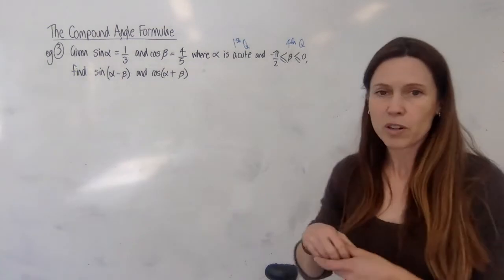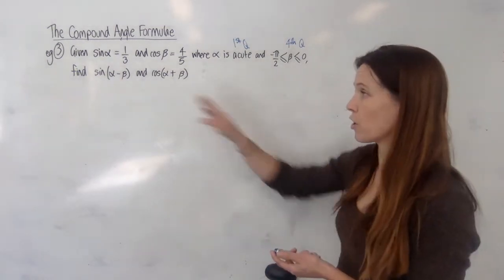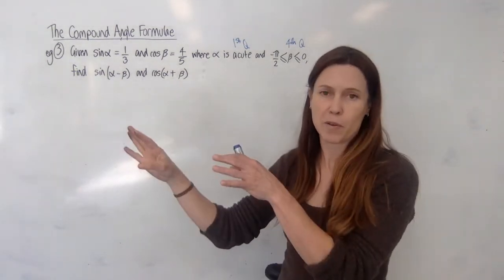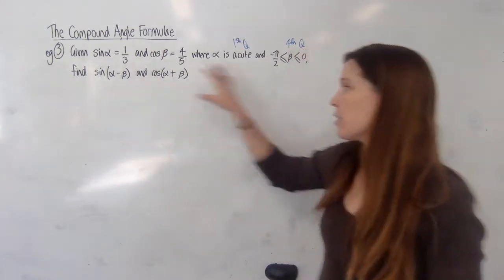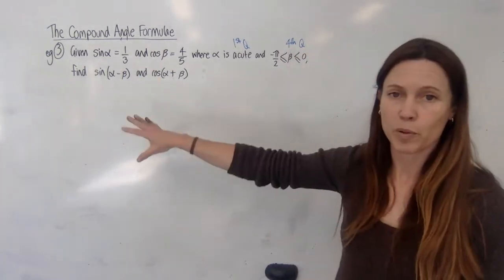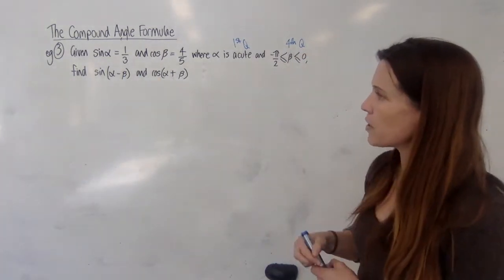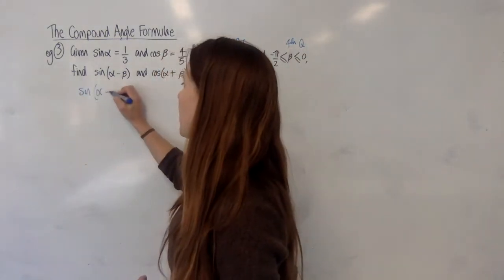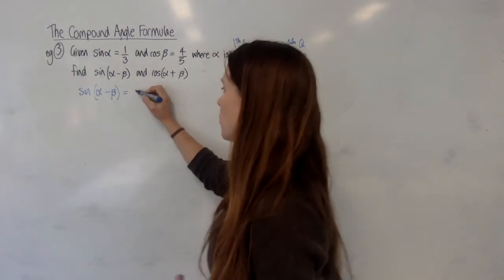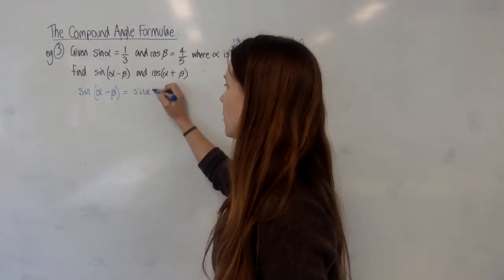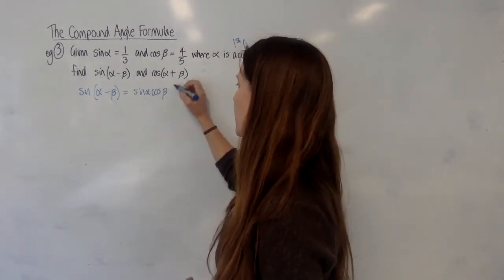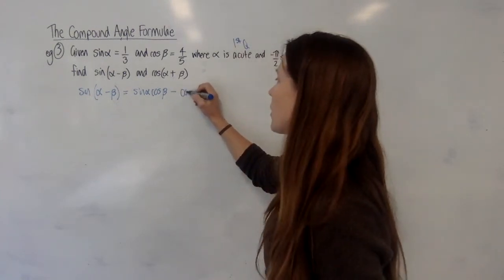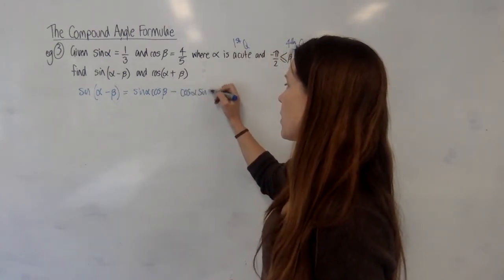So before you go looking for what you're going to need for the formula, I'd say write the formula out, and then anything you need for it, you can figure out over on the side to put in where it's required. So the first thing I would do with this one is just start by saying, okay, the sine of alpha minus beta is equal to the sine of alpha cos beta minus the cos of alpha sine of beta.